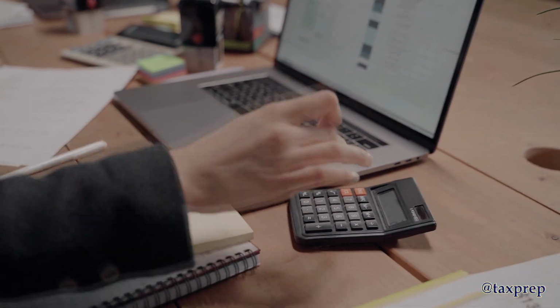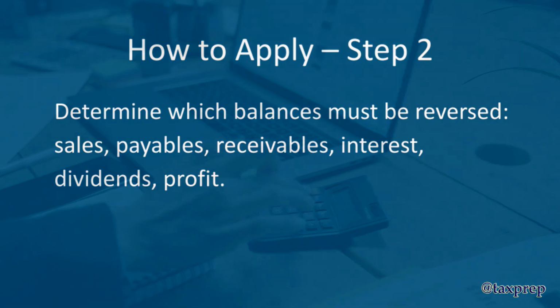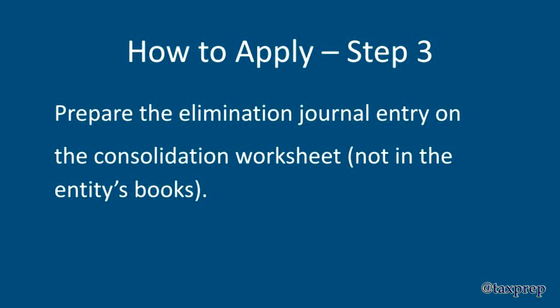Step 2. Determine what needs to be reversed. Once you've identified the internal transactions, ask, which of these inflate the consolidated numbers? Anything that affects revenue, expenses, assets, or liabilities needs to be eliminated. Step 3. Prepare the elimination entry. This is important. The elimination entry is not recorded in any company's actual accounting system. It's only recorded in the consolidation worksheet, the place where all financials are brought together.